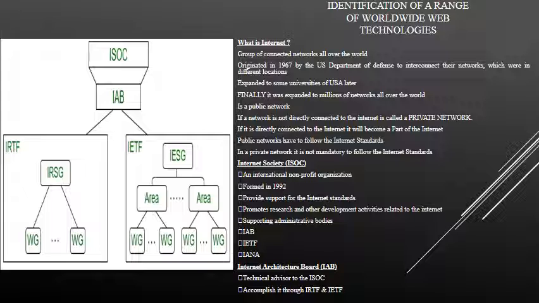Internet Society. It is an international non-profit organization formed in 1992. It provides support for the internet standards, promotes research and other development activities related to the internet, and supports administrative bodies: IAB, IETF, IANA. The Internet Architecture Board is the technical advisor to the ISOC, and accomplishes its work through the IRTF and IETF.